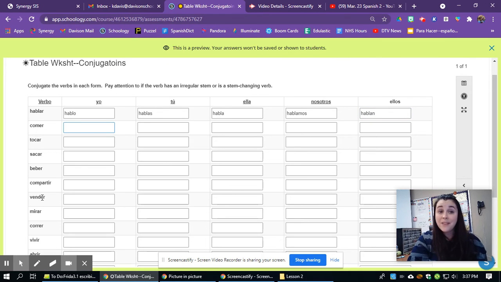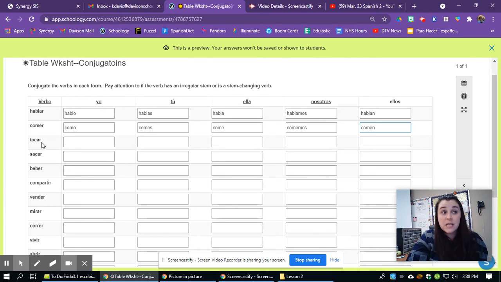But then for comer, that's an ER verb. So I need to use my ER endings. So I have como, comes now, an ES instead of an AS. Come, an E. Comemos, an EMOS, and comen for ellos and ustedes.